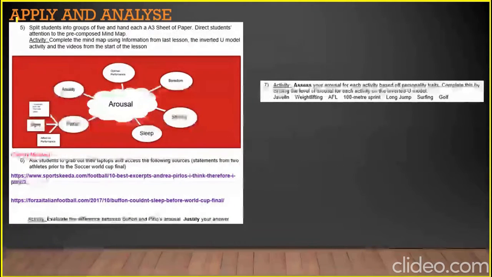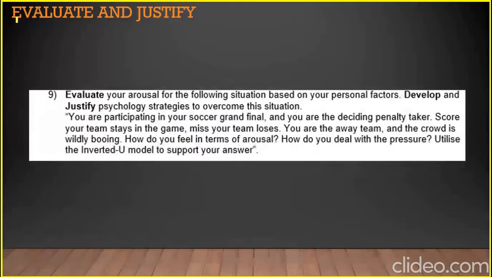The use of these activities in the apply and analyze section, along with the section below, evaluate and justify, are attempted to be made relevant to students by using role models and assessing their own arousal in specific situations. In fact, this was done consistently throughout the four lessons. Sager-Briggs makes this clear in her statement: relevant learning is more effective learning, and there is nothing more relevant to students than themselves. To evaluate and justify, students will evaluate how a specific situation would affect their arousal and develop and justify strategies that will allow each student to reach the optimal level of arousal. Once again, this learning is relevant to the student.